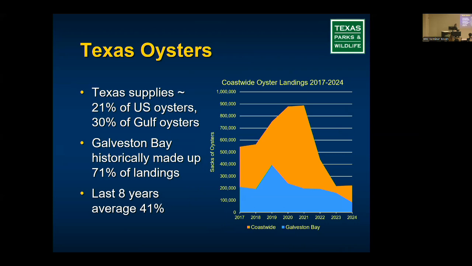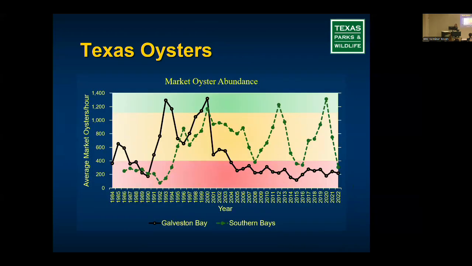However, historically, the contribution of Galveston Bay was much higher. In the past 8 years, the average percentage of Texas oysters coming from Galveston Bay has been only 41% compared to 71% historically. And this is primarily due to a rapid decline in abundance of market-sized oysters, which really started in the early 2000s. This decrease can be attributed to a variety of different reasons, habitat destruction and habitat loss being one of the biggest factors, but also high harvest pressure, predation, disease, and climate change, which is causing severe droughts, flooding, and other natural disasters, are another big factor.